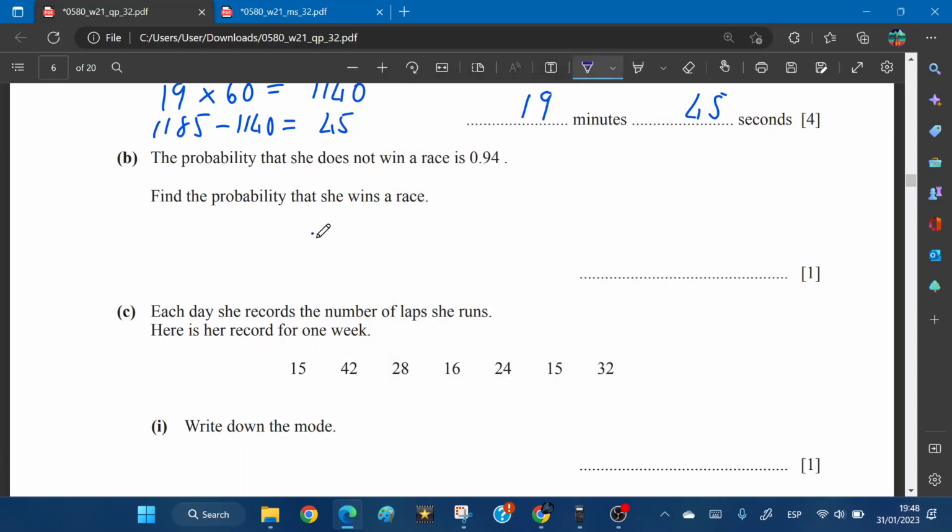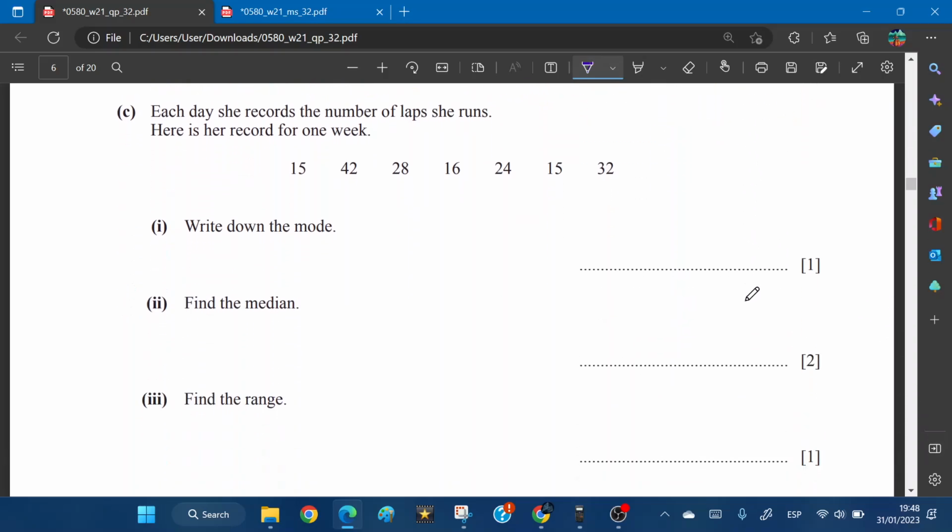Okay, remember, all probabilities always add up to 1 or 100%. So we need to do 1 minus 0.94. So 94% chance she didn't win. So there's a 0.06 or 6% chance that she wins, which is high. I've never won that many races. 6 out of 100. Okay, C.